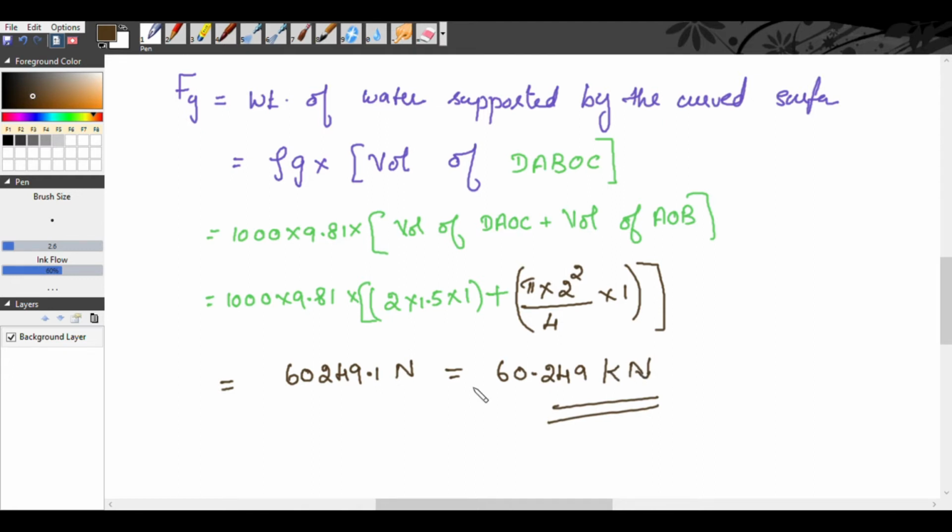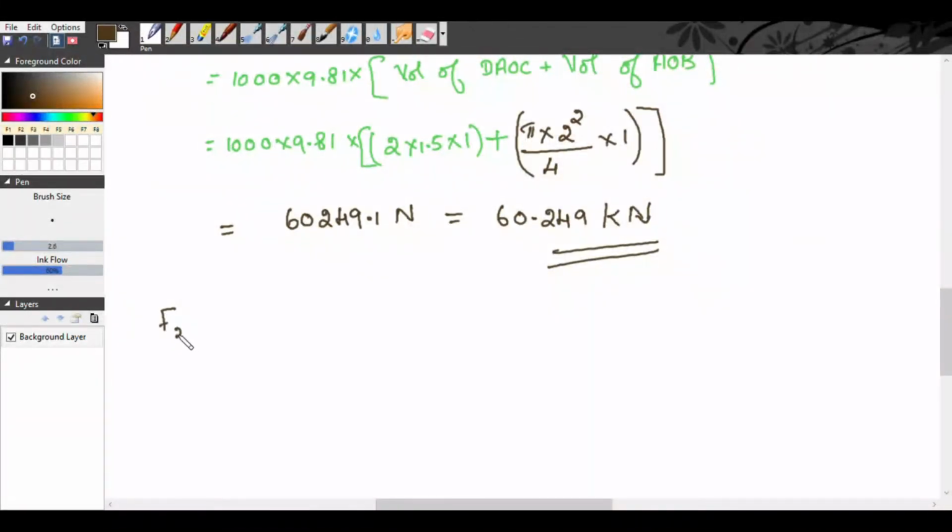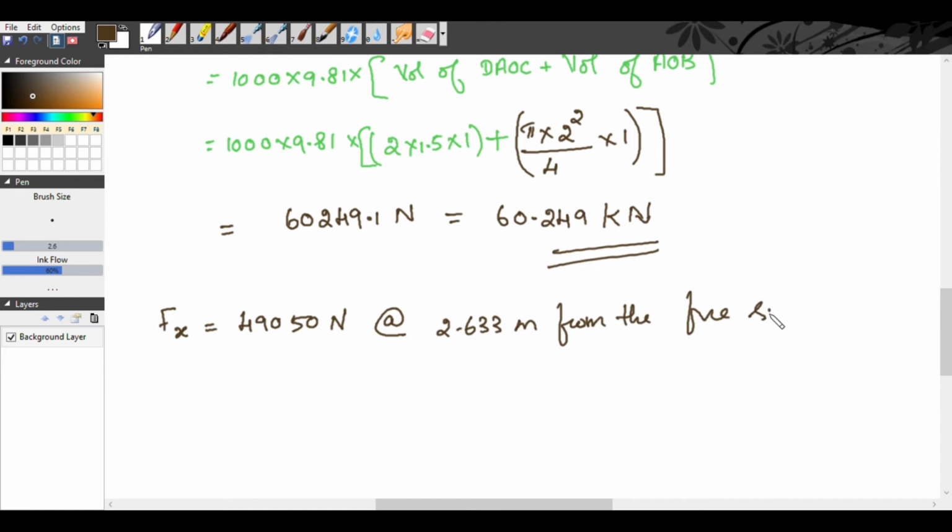So our answer is Fx is equal to 49050 Newton. It acts at a distance of h star, that is 2.633 meter from the free surface of water. And Fy will be equal to 60249.1 Newton. So this also acts at the same.